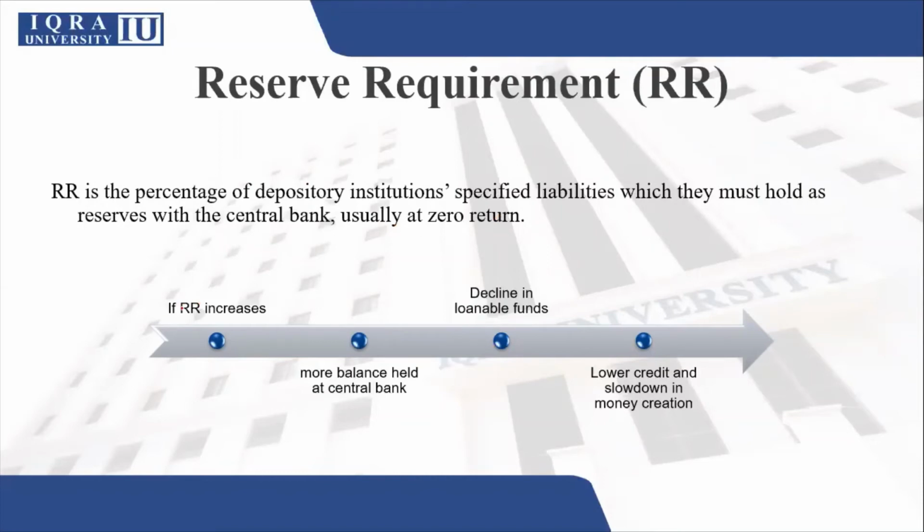Now, if the reserve requirement increases, what will happen? More balance will be held at the central bank, which means that there will be a decline in the loanable funds. And if the bank has lesser funds to loan out, then that would mean lower credit and the money creation will slow down. And it will be vice versa if the reserve requirement decreases. There will be lesser balance held at the central bank, and there will be an increase in loanable funds, which will cause an increase in the money creation.